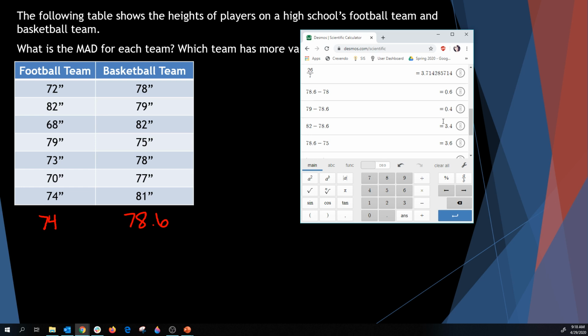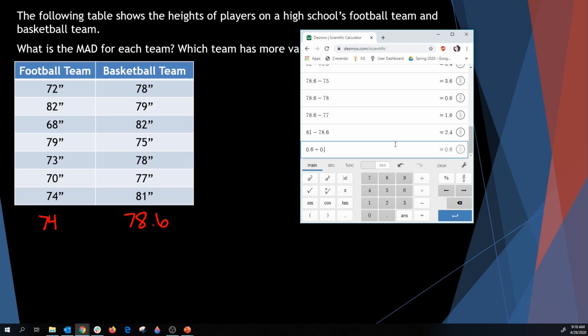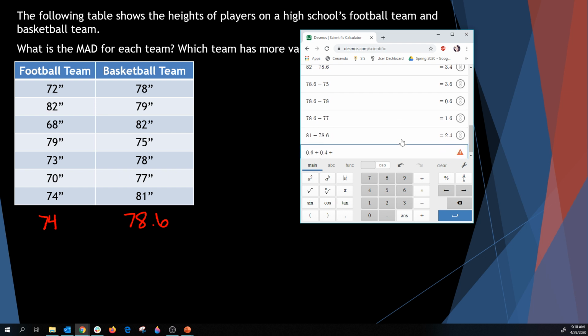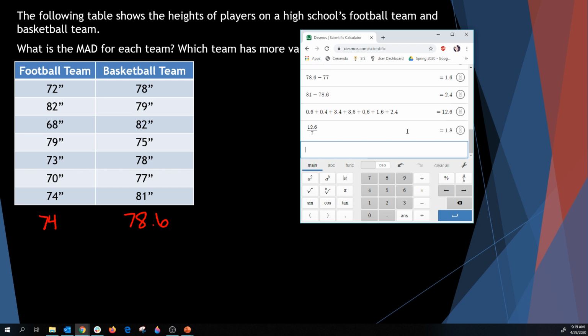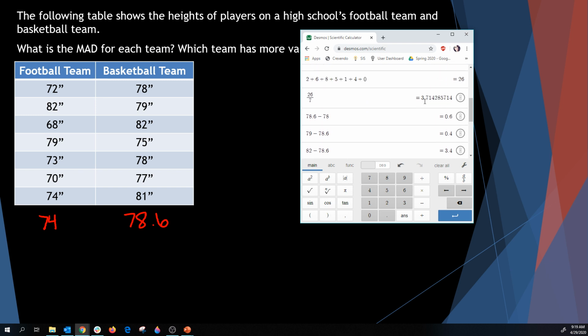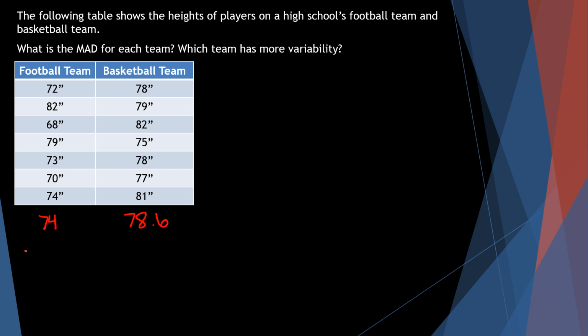So this would be 1, 2, 3, 4, 5, 6, 7, perfect. So 0.6, 0.4, 3.4, 3.6, 0.6, 1.6, 2.4. Alright, so 12.6 divided by 7. Okay, so on the first team we got 3.7 and 1.8. So 3.7 and 1.8. So these are our mean absolute deviations.